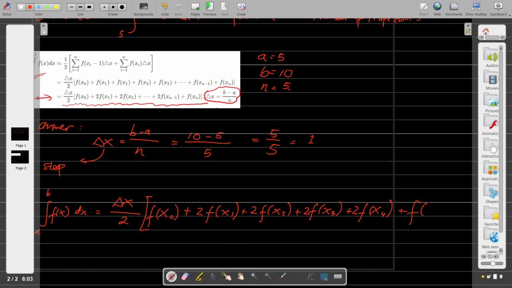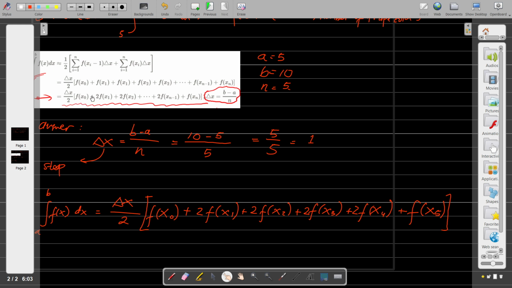Plus f(x5), our last function. From the first and the last function, they are not multiplied by 2. Only the middle part of this equation must be multiplied by 2, like this.